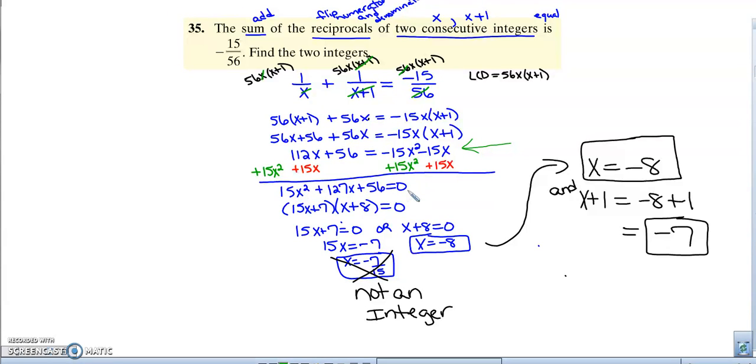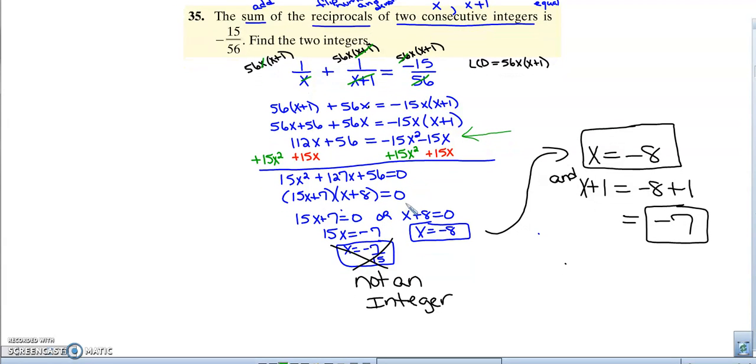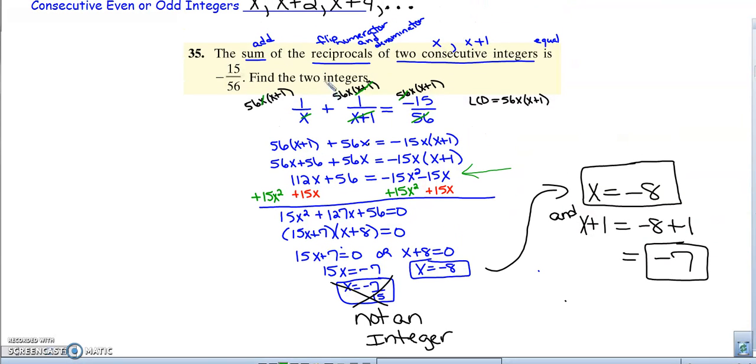Since it's a quadratic, you can solve it by factoring, or you can solve it by using the quadratic formula. I chose to try factoring, and so this was the combination that worked. First times first, I used 15x and x because I had a very large middle portion. To get 56, the last times last, I used 7 and 8, and it worked out to give us the 127x in the middle. You set each portion to 0 and solve, and we got x equals negative 7/15, or x equals negative 8. Now, we were looking for 2 integers.